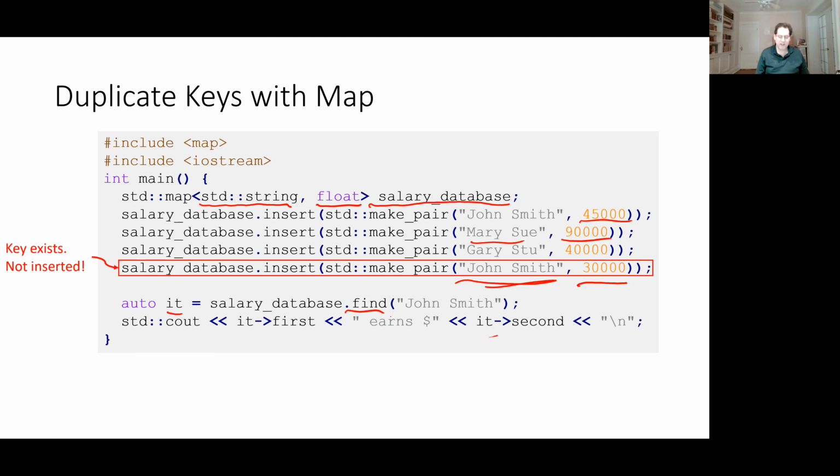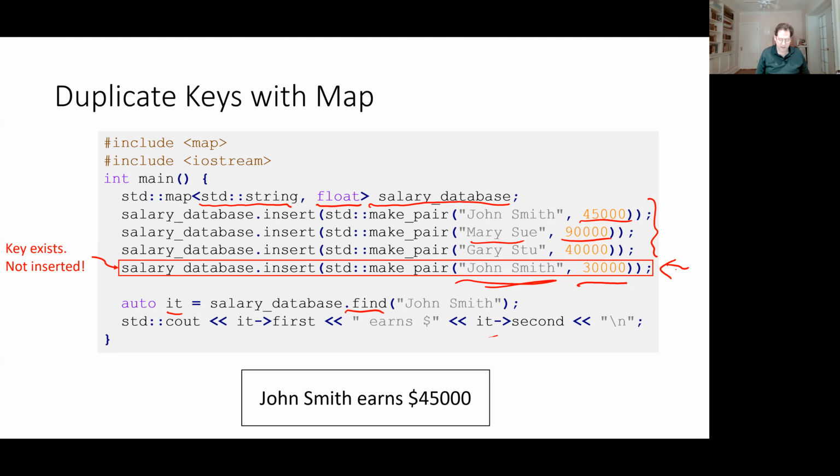With a map, it will not insert duplicate keys. So all of these 3 entries go in my map, and this one is just ignored. So when I go to print this out, I'm going to get John Smith earns $45,000. In some cases, this is fine. This may be exactly what you want. If you do not want to put any duplicates in, then a map's perfect for you. But in this case, I actually would like the duplicates. I'd like to know about both of these people.